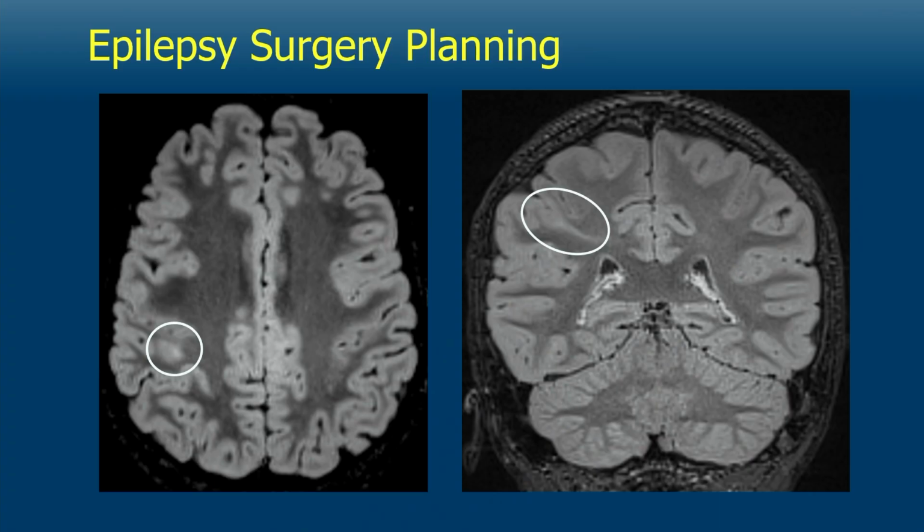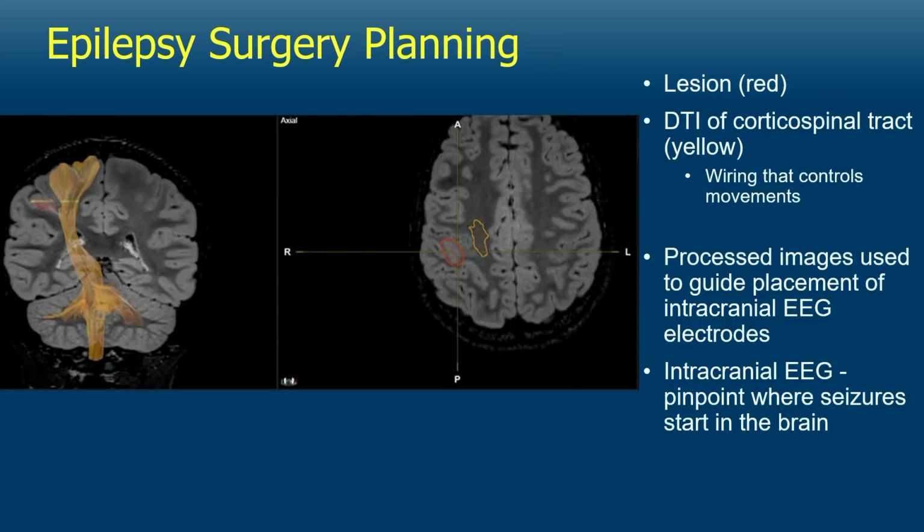The first case that I brought along is a child with a lesion, i.e. a focal cortical dysplasia, behind the motor cortex. The motor cortex is a critical part of the brain that controls movement. So the lesion is located immediately behind the part of the brain that is critical for motion. So what did we do?